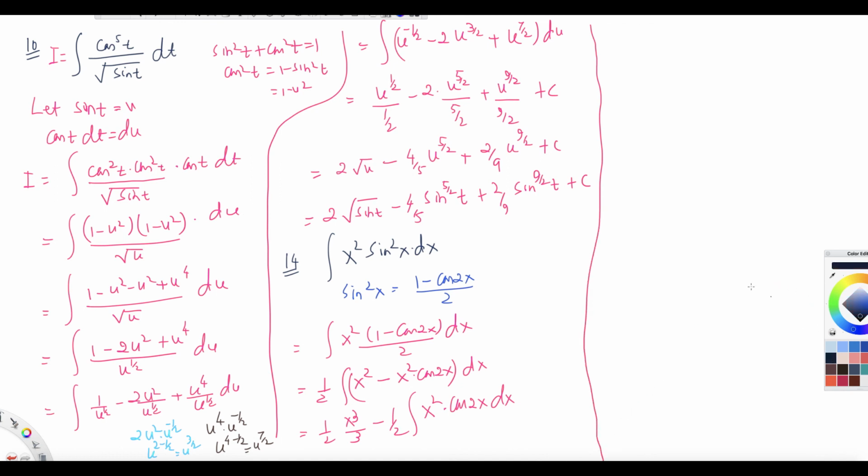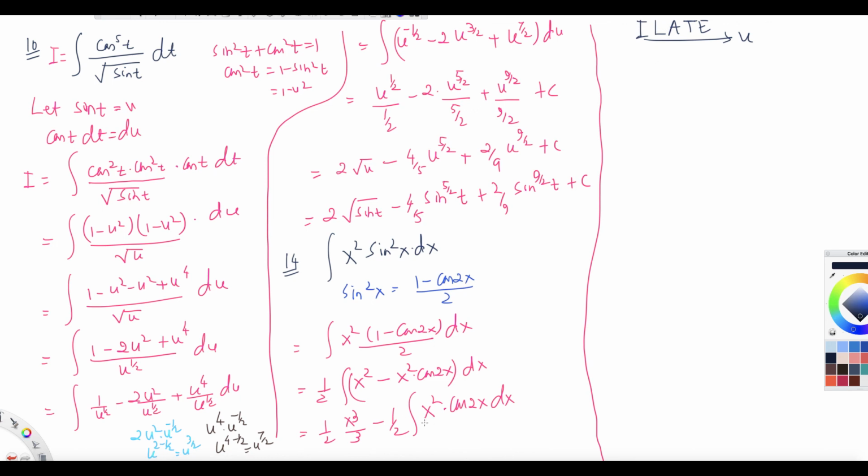Okay, so you see that? Do you remember that ILATE rule for the u? So this is for u, right? If there is an inverse function, that should be u. If there is a log function, that should be u. If there is an algebraic or polynomial function, that should be u.